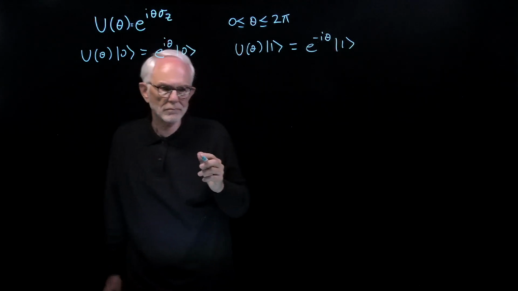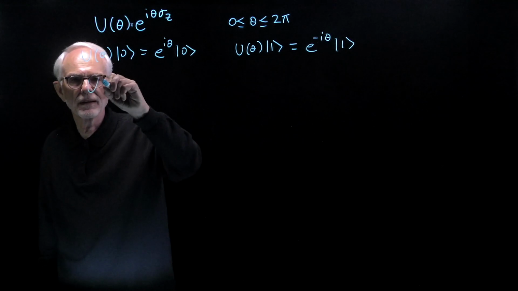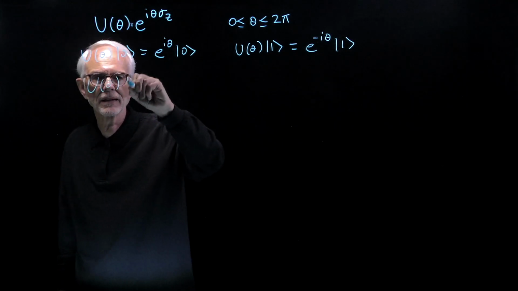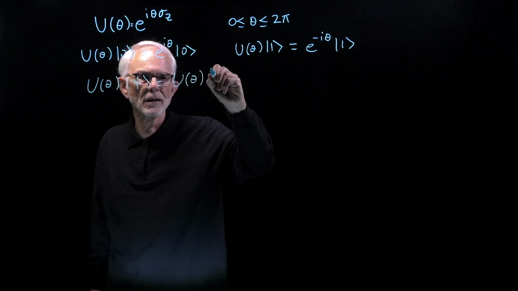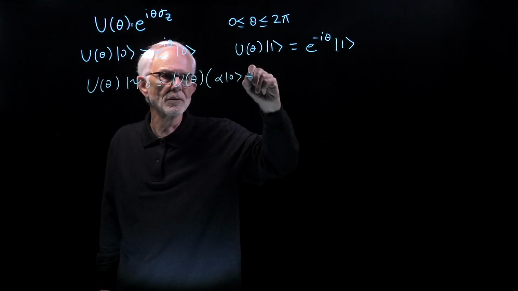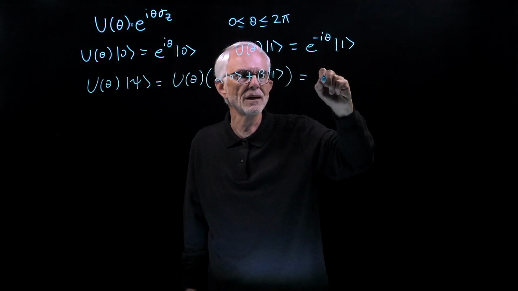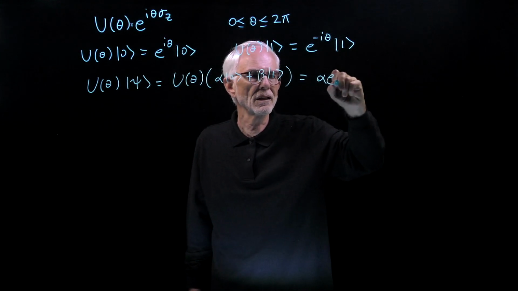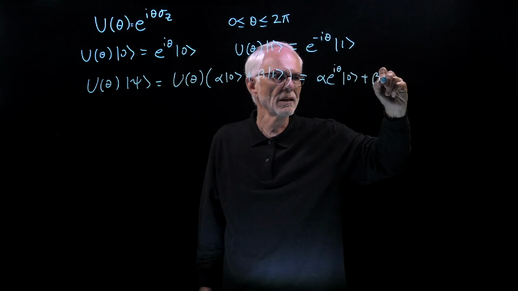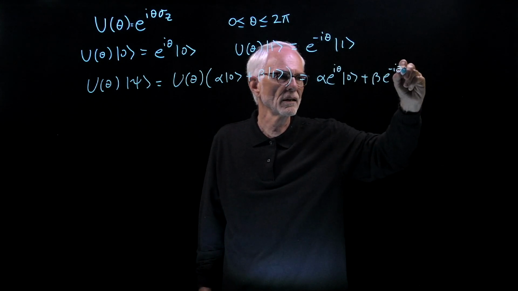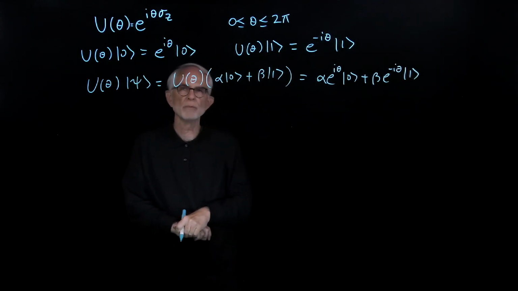Now that would also mean finally that U of theta acting on psi, which I'm going to call alpha 0 plus beta 1, would just be alpha e to the i theta 0 plus beta e to the minus i theta 1. So that's the set of operators we would like to implement.